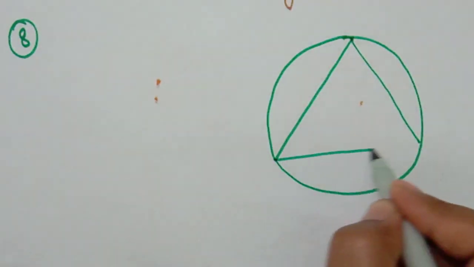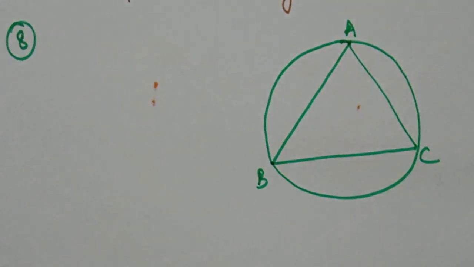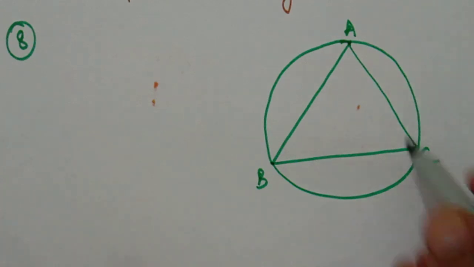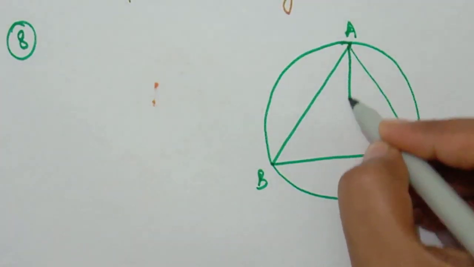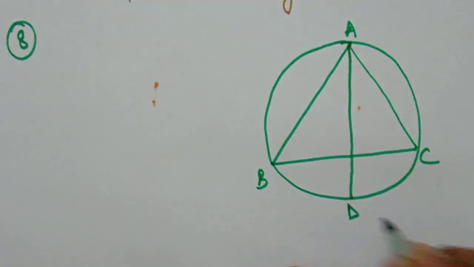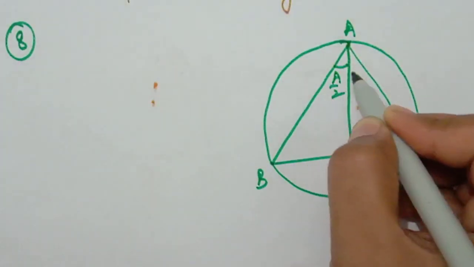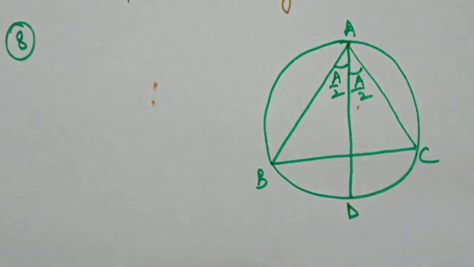This is our triangle ABC. Now students, I will explain only one angle and then you will find the remaining two angles. The bisector of angle A intersects the circumcircle at point D. So it means it is A by 2, it is A by 2.